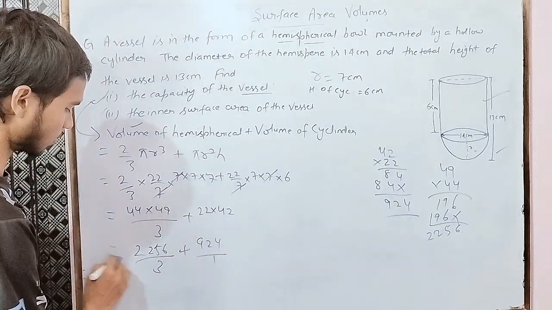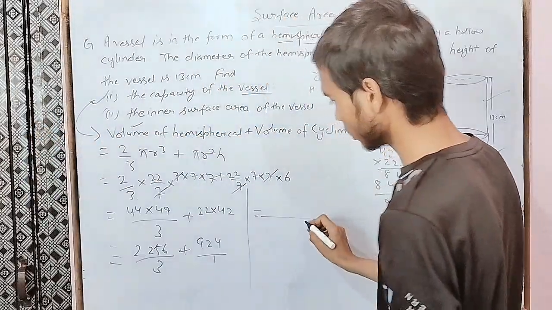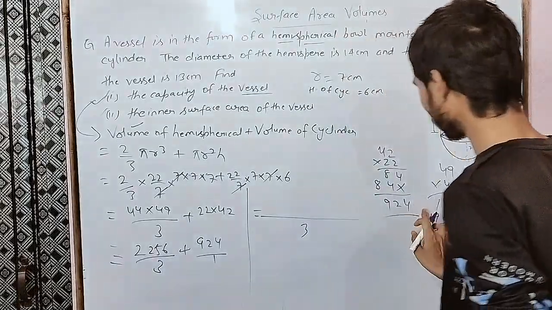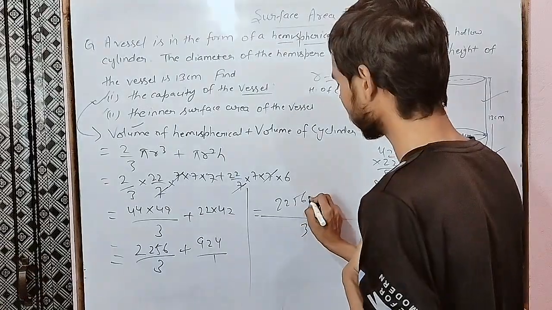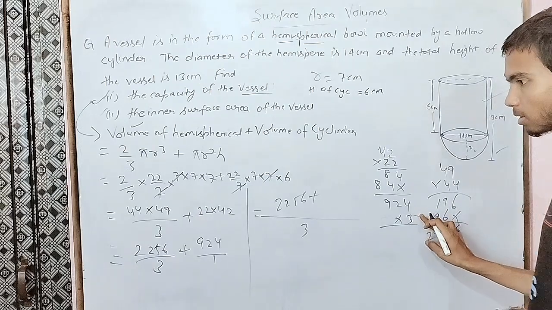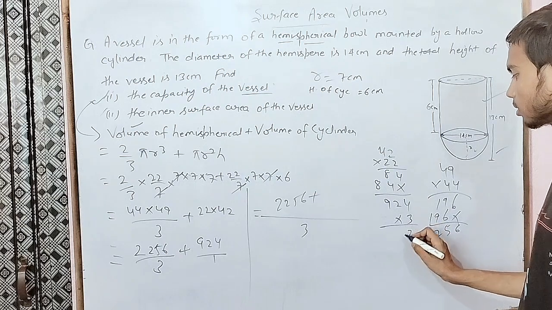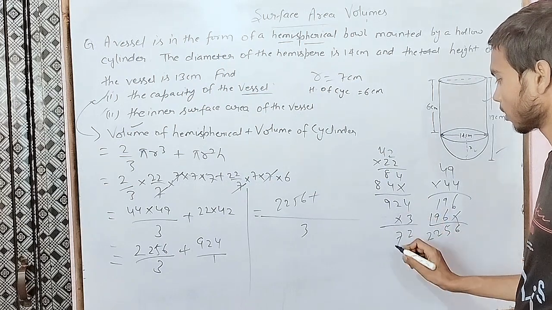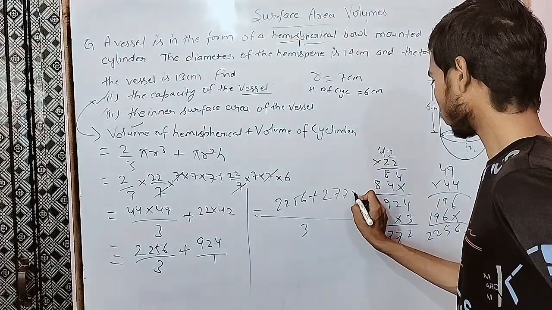We have an exact fraction. We can simplify it by 3. So 3 1s are 3, 2256 plus. So here we will multiply. This will be multiplied by 3. 4 3s are 12, and 1 3, 3 3s, 2 to 6 is 7. So it will be 2772.